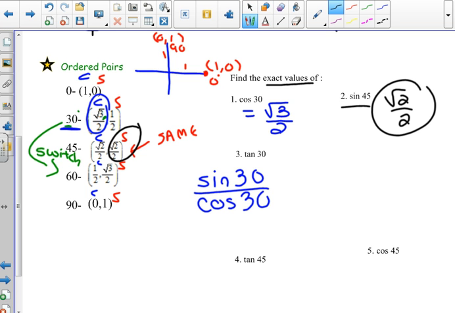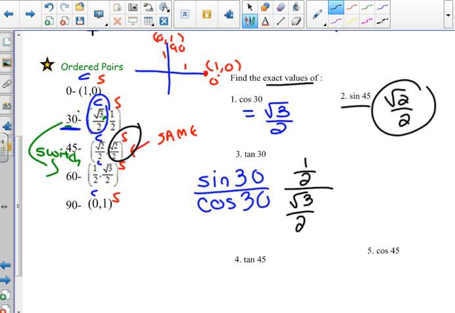What is the sine of 30 degrees? Close, that's the cosine. What comes second? One half. Good, because the sine comes second. So the sine of 30 is going to be 1/2, right? What's the cosine of 30? Radical 3 over 2. Perfect.